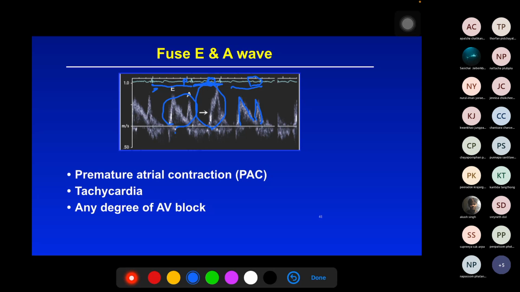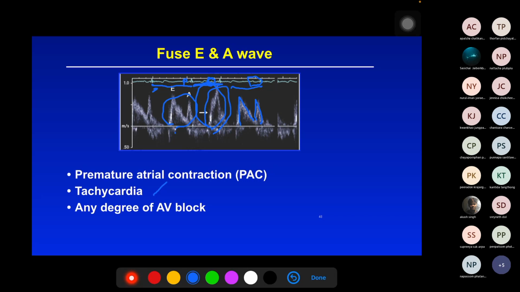The other condition in which you could see the fused E and A wave is tachycardia. Sometimes during the echo evaluation, a patient who has sinus tachycardia, for example a heart rate of about 110, 120, you might see a fused E and A wave. The solution is to adjust the sweep speed on the echo machine. You might then get a picture that separates the E and A waves. You should try adjusting the sweep speed of the imaging.